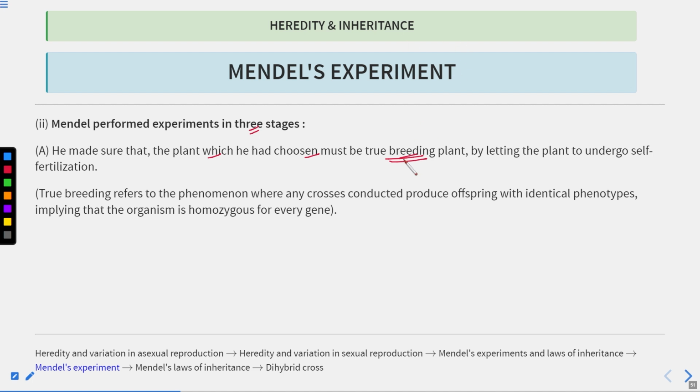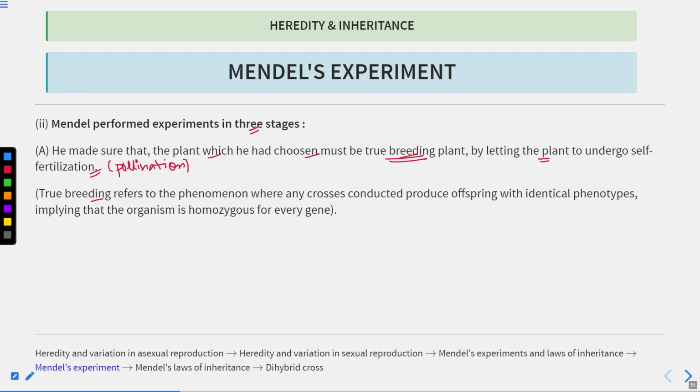And how is a true breeding plant created or generated? By letting the plant undergo self-pollination or self-fertilization. These true breeding plants, also known as pure varieties, are obtained by self-pollination, so there is no cross-contamination with other pollen.